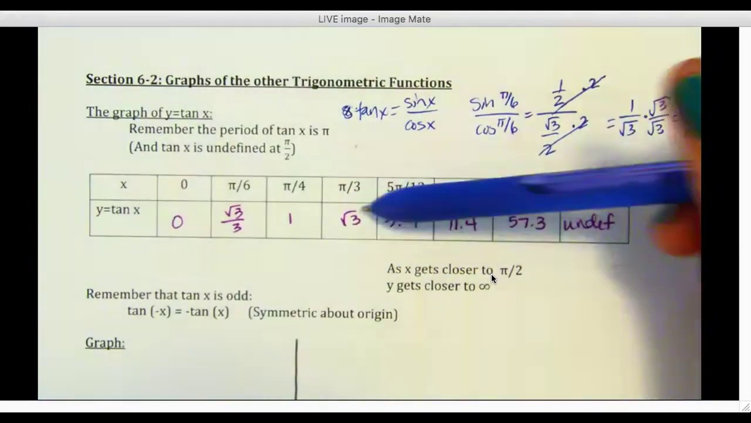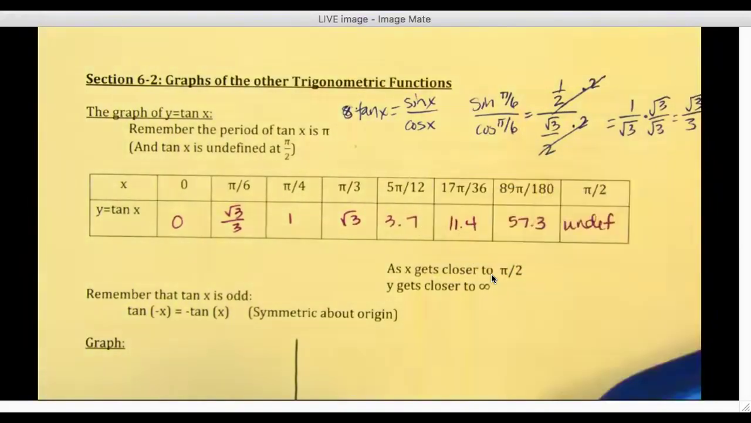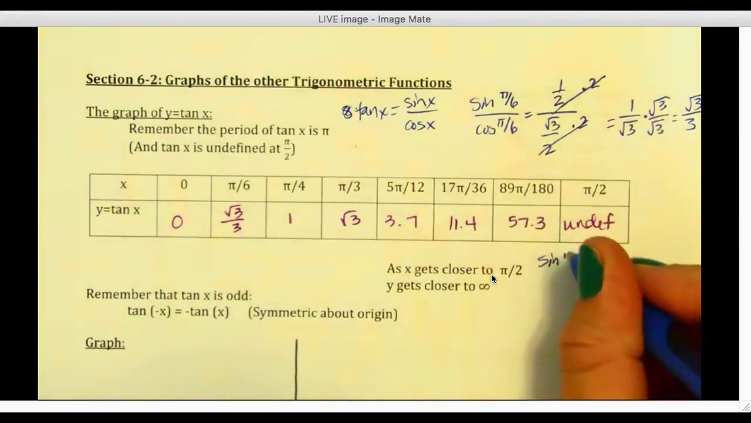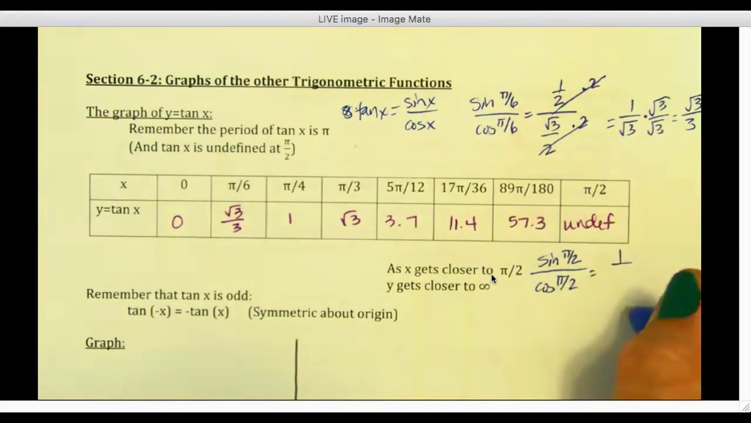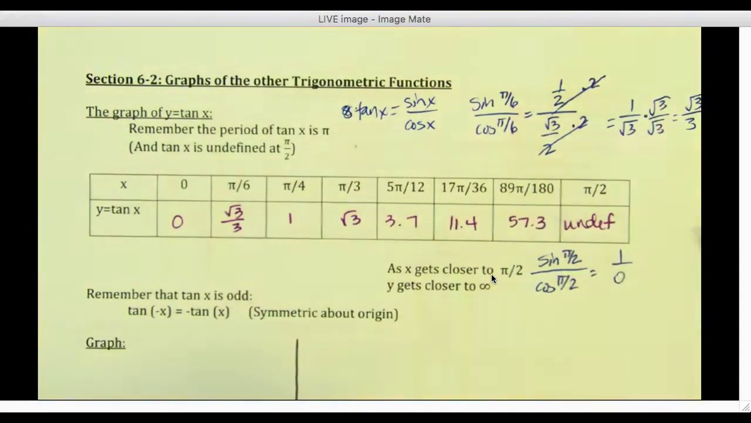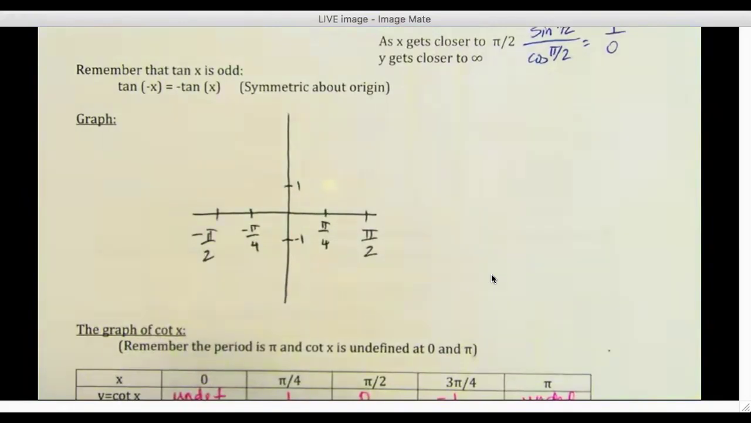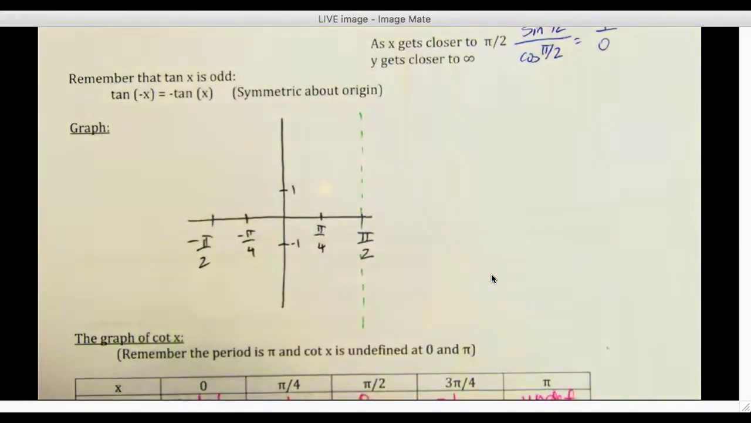Similarly for pi over 4 and pi over 3. And then these other ones we would have to type into our calculator because they are not things on the unit circle we know. And then at pi over 2, we have sine of pi over 2 over cosine of pi over 2. And at pi over 2, sine is 1 and cosine is 0. And we can't divide by 0. So tangent at pi over 2 is undefined. What that means is that we have an asymptote there. So taking a look now at the graph of tangent, we have an asymptote at pi over 2.